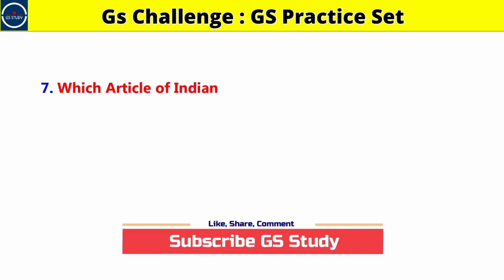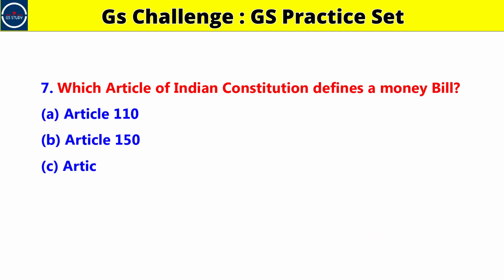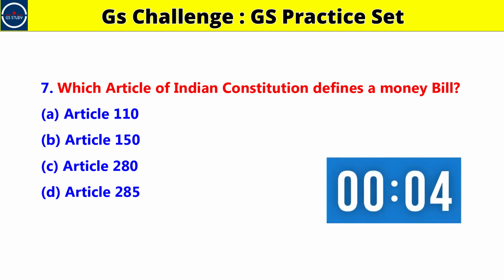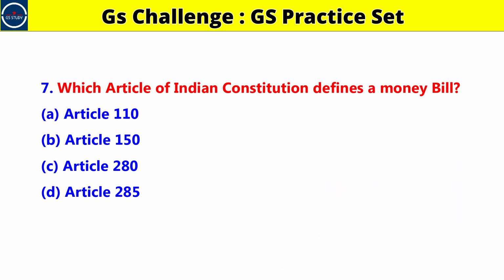7. Which article of the Indian Constitution defines a money bill? A. Article 110. B. Article 150. C. Article 280. D. Article 285. Correct answer: A. A money bill is defined by Article 110 of the Constitution.